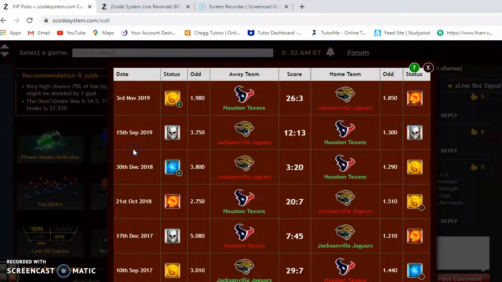But the head-to-head matchup last year on November 3rd, you can see that Houston won as a slight road underdog, but they won convincingly by a 26-3 score. And they also played on September 15th of last year, and in that one, Houston won as a big home favorite, but only by 1 point.